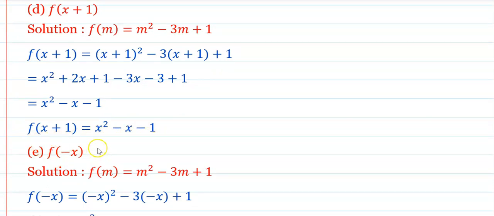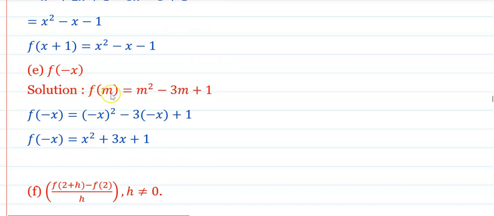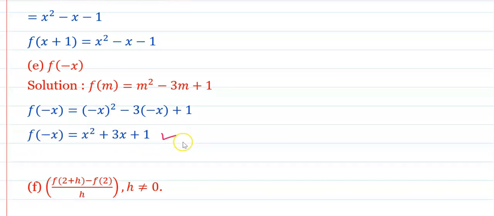नंतर f of minus x find out करायचं आपल्याला. Again x is replaced by minus x. Therefore f of minus x is equals to minus x bracket square minus 3 into minus x plus 1. आता हे minus minus काय होणार तर plus होणार. Minus x square, that is x square, and therefore f of minus x is equals to x square plus 3x plus 1 in this way.